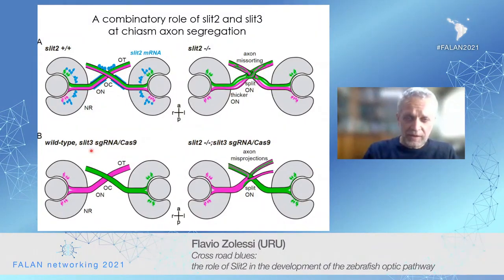In the case of the SLIT3 mutant, we didn't see any phenotype, so it doesn't seem to be so important alone for axon crossing at the level of the optic chiasm, but it seems to be collaborating with SLIT2 because the double mutant has a much stronger phenotype, very similar to the receptor phenotype, indicating that they both collaborate.